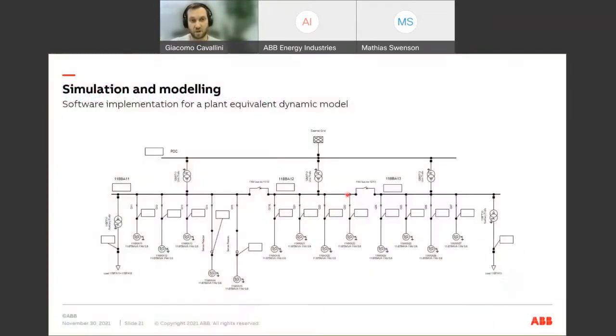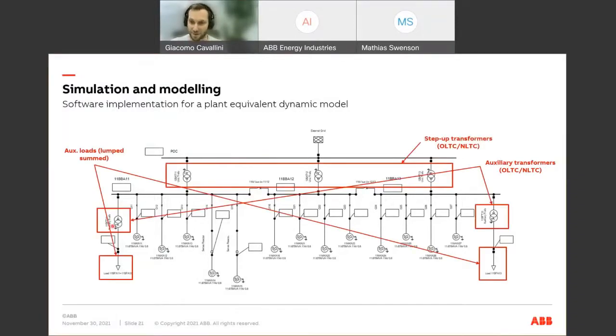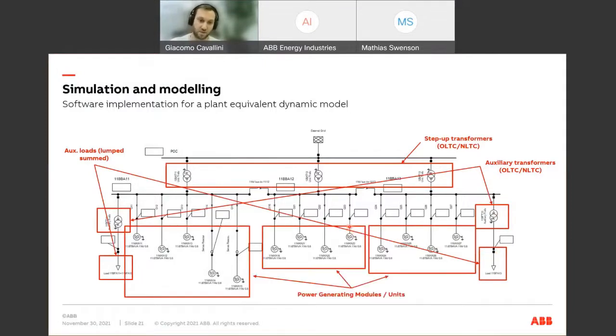So we dive into the simulation and modeling. What is a simulation model? We just mentioned it before. This looks like a single line diagram of a power plant, and it actually is. It starts with very simple modeling. We just place some transformer models on the grid. It can be a step-up transformer with on-load and no-load step changers, or auxiliary transformers feeding some loads of the plant. But the major point for the grid code compliance goes with the power generating modules or units.